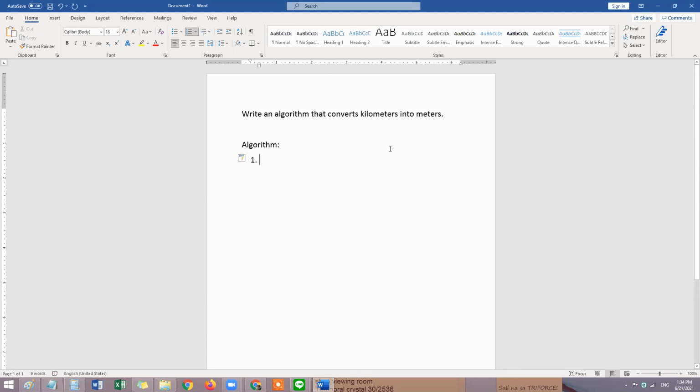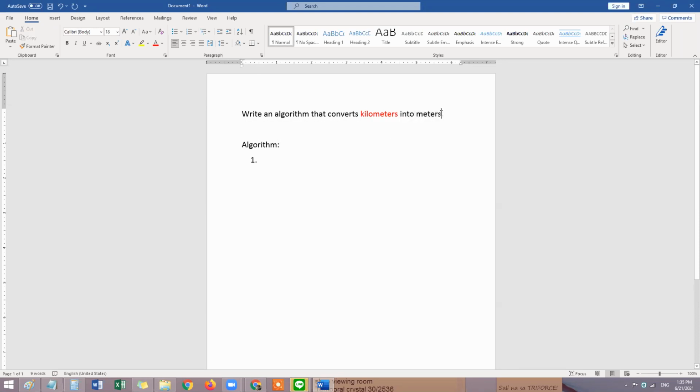What is important? Kilometer. Okay, so write an algorithm that converts kilometers. This one is important. What else is important here? So you can solve the problem aside from kilometers. What else?